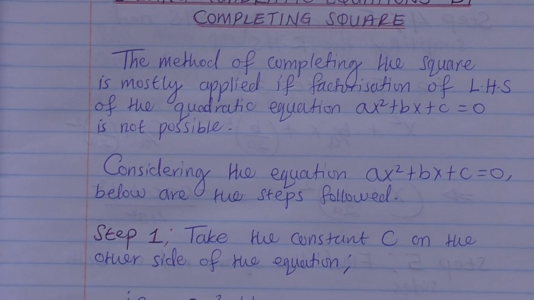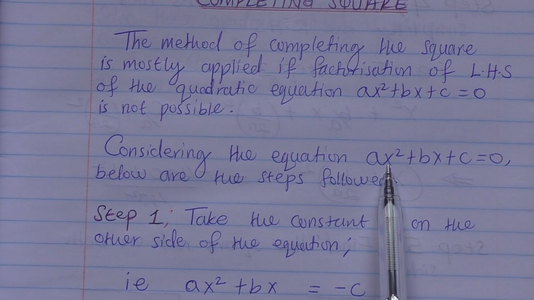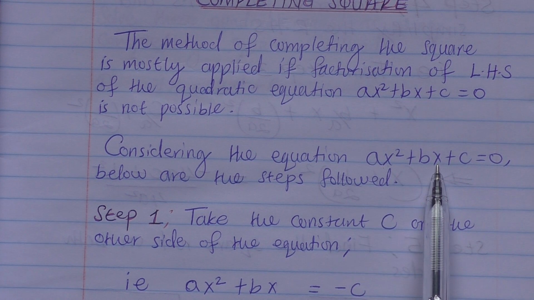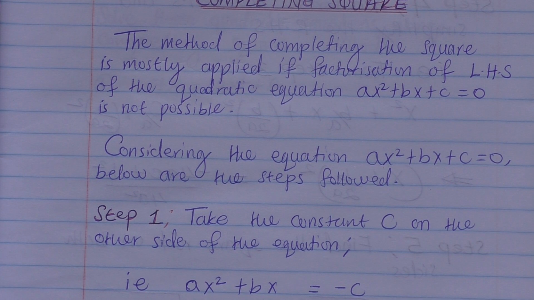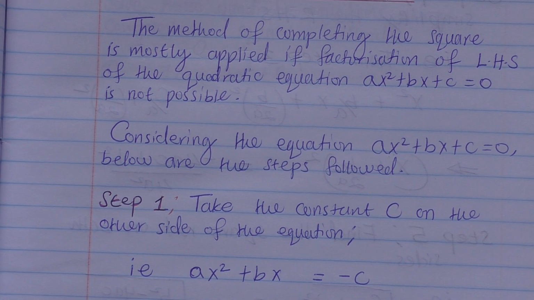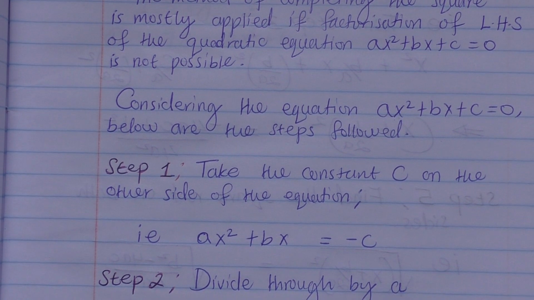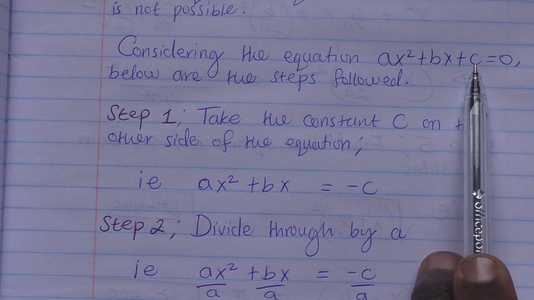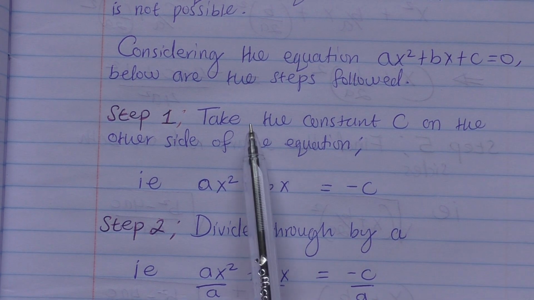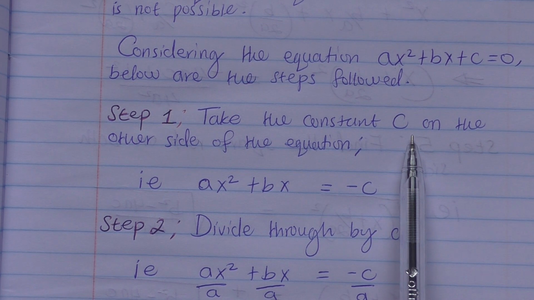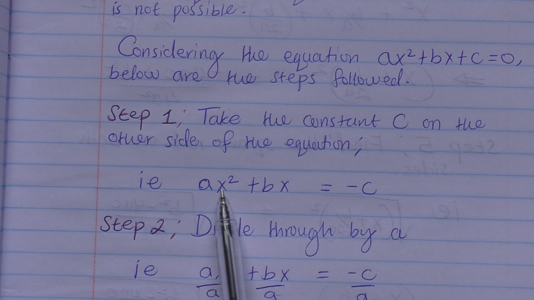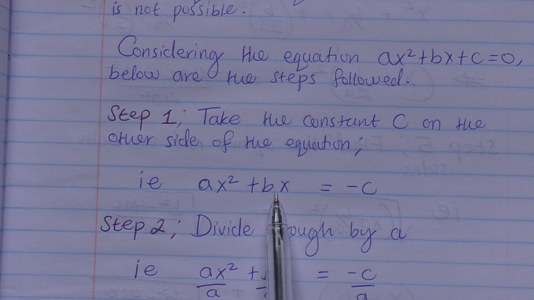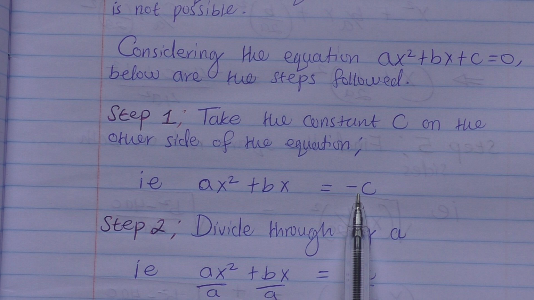Now, we are considering the general equation, which is ax squared plus bx plus c equaling 0. And below are the steps that we can use when solving such an equation using completing square. Step 1 is that we take the constant c to the other side of the equation and end up with ax squared plus bx equaling negative c.